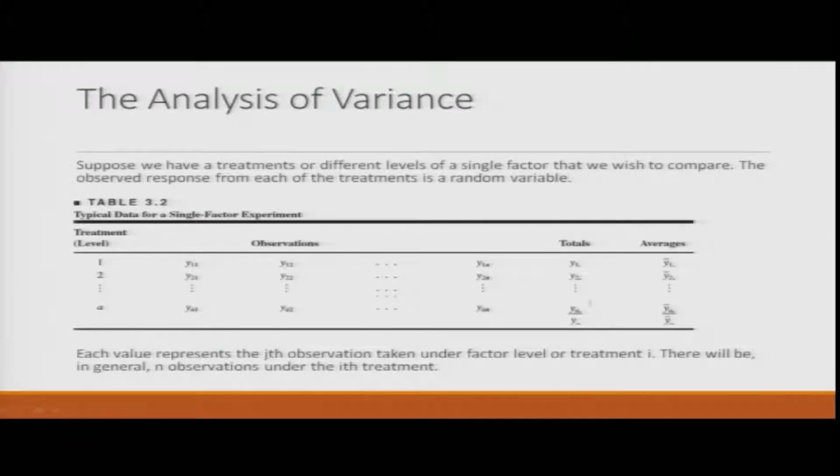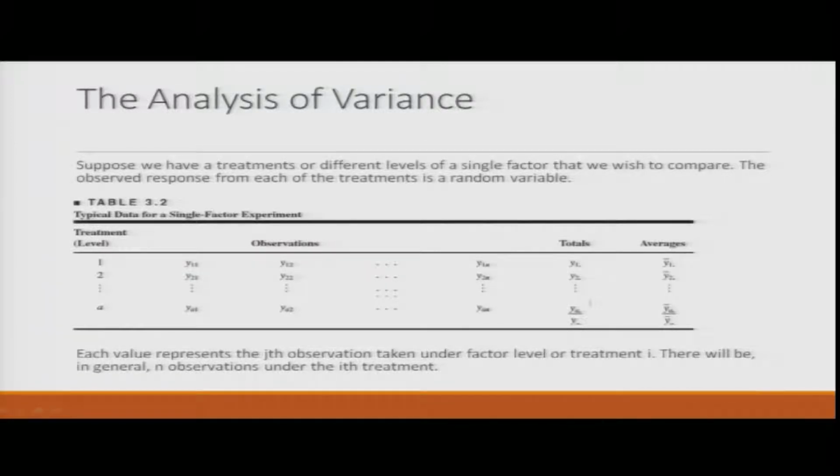So, now here comes our technical solution. The appropriate procedure for testing the equality of several means is the analysis of variance. Now, what is the general background of analysis of variance? Suppose we have a treatment on different levels of a single factor. They can be single, and slowly we will go to multiple factors that we wish to compare.